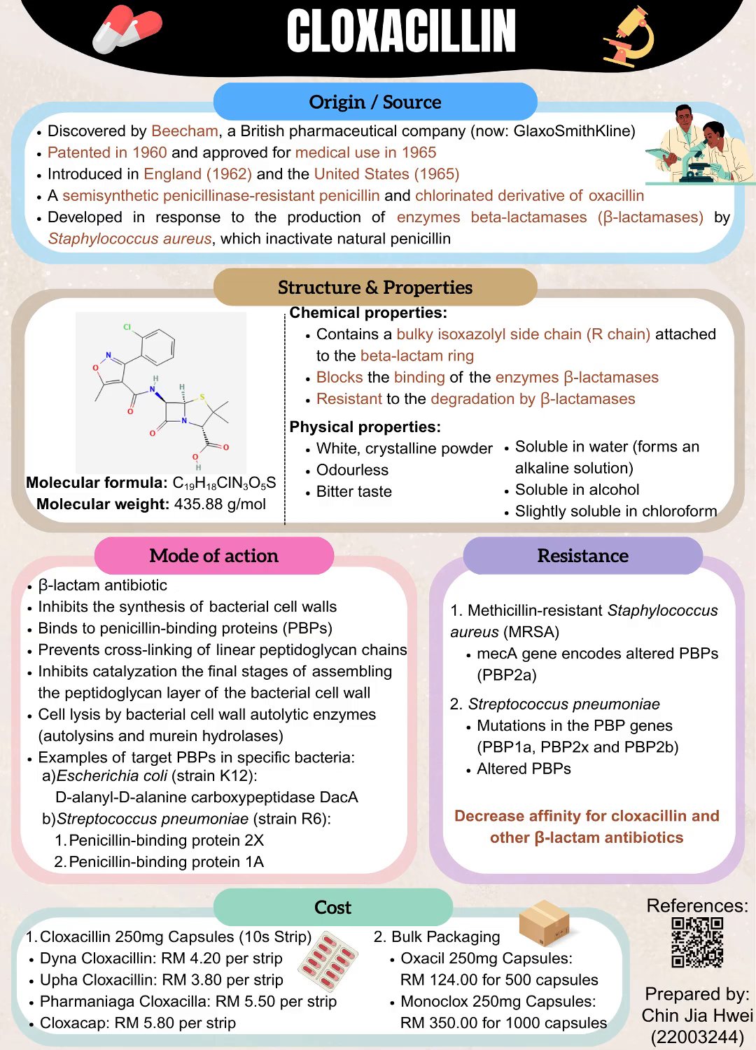Cloxacillin has a molecular formula of C19H18ClN3O5S and a molecular weight of 435.88 grams per mole. Chemically, Cloxacillin contains a bulky isoxazolyl side chain, the R chain, that is attached to the beta-lactam ring to block the binding of the enzyme beta-lactamases and is resistant to degradation by beta-lactamases.